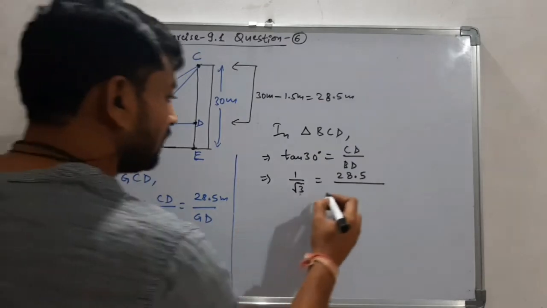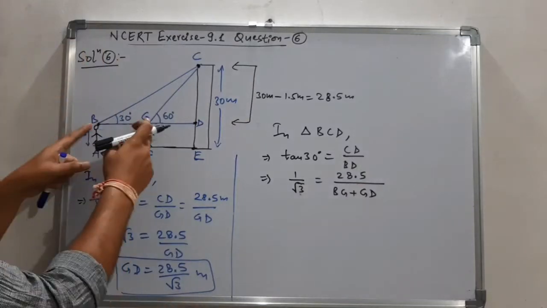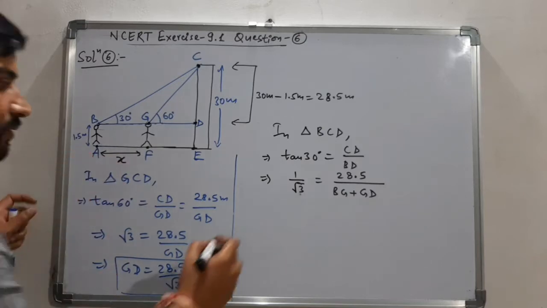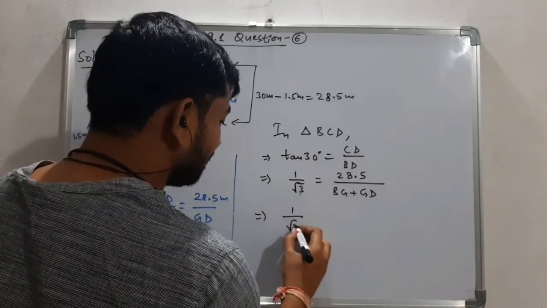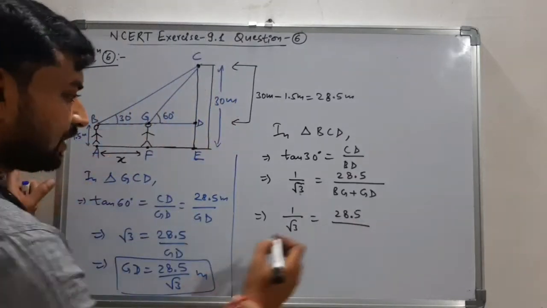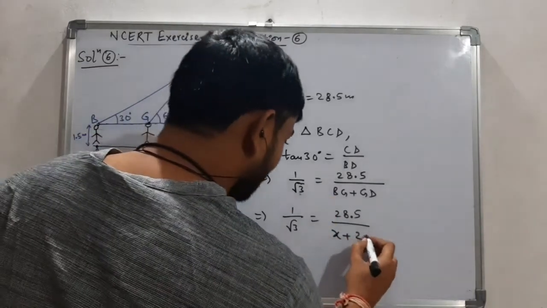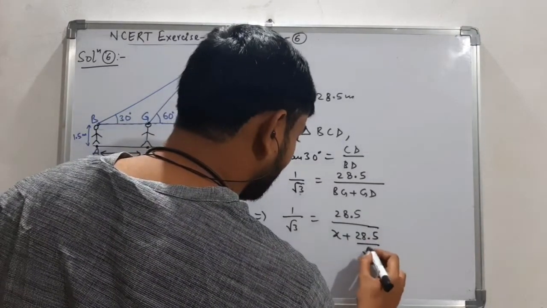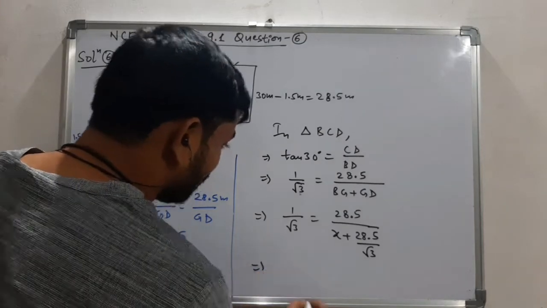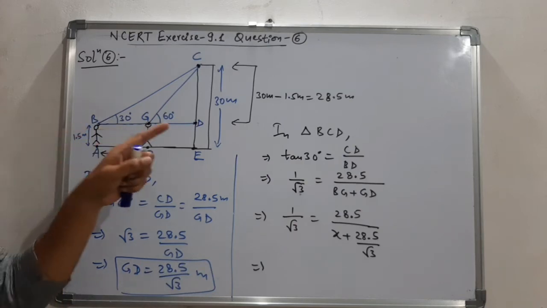Now look at BD. BD is equal to BG plus GD, and BG is same as the distance which he moved from point A to S, that is X. So let me take 1 by root 3 is equal to 28.5 upon BG, I am taking here as X, plus the value of GD we have already calculated, that is 28.5 upon root 3. Now let us cross multiply this and try to solve for the X, which is the distance he will be moving, so that the angle increases from 30 to 60.